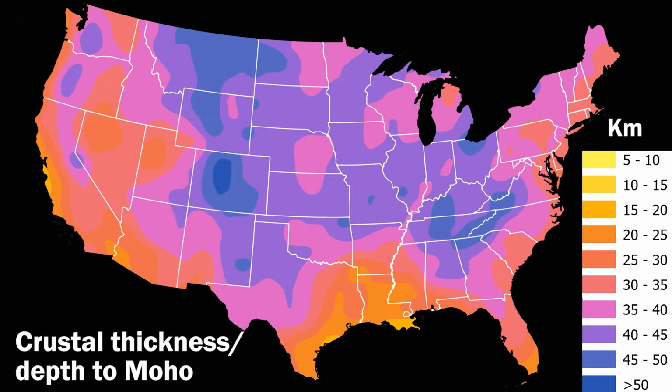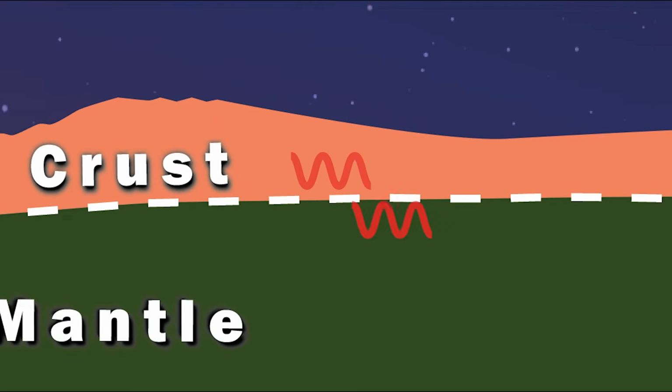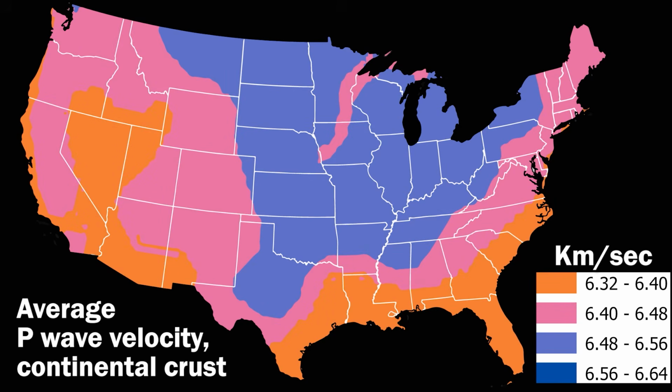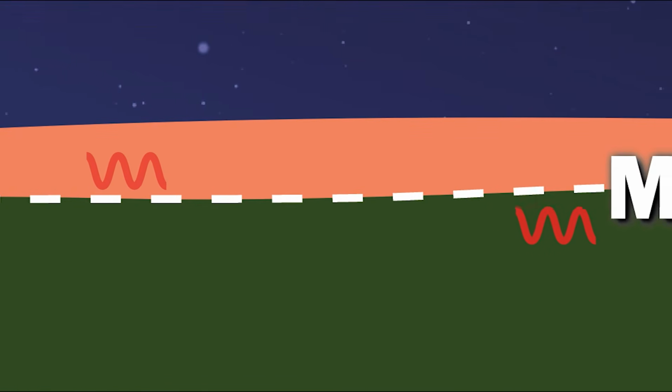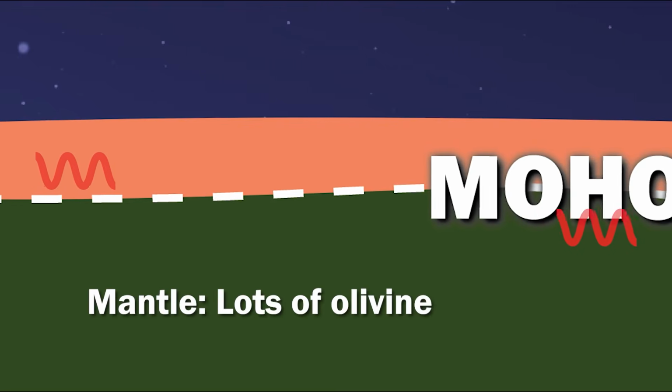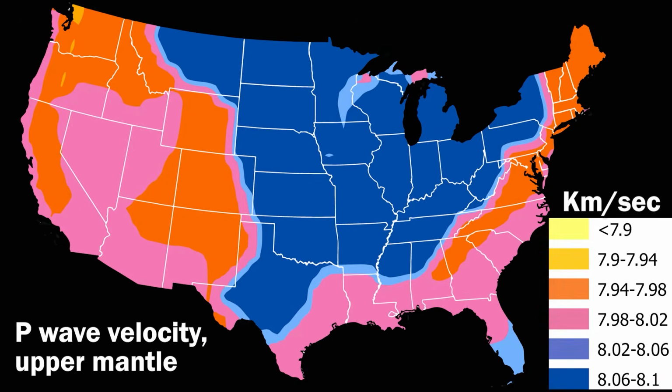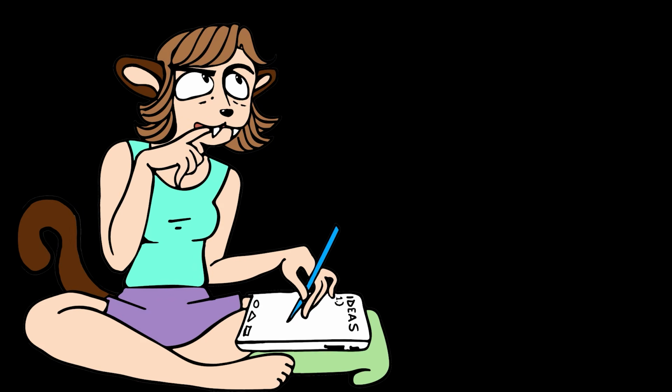This map shows the thickness of U.S. continental crust. Excluding the sedimentary rocks on top, U.S. continental crust averages about 40 kilometers thick, but thickens and thins in some places. Seismic velocities tell us about the composition of U.S. continental crust. This map shows the average seismic velocity of U.S. continental crust. Seismic waves move faster in olivine-rich mantle rocks than in continental crust rocks that are rich in feldspar and quartz. This map shows the seismic velocity of the upper mantle just beneath the U.S. Moho.